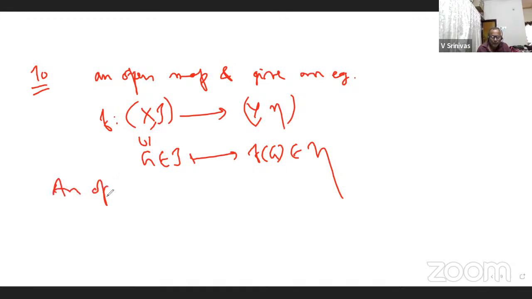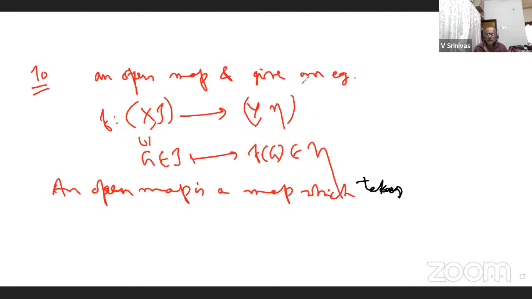An open map is a map which takes open sets onto open sets. My handwriting is very bad. Writing on this slate is very difficult.